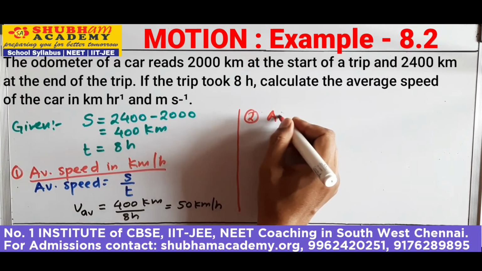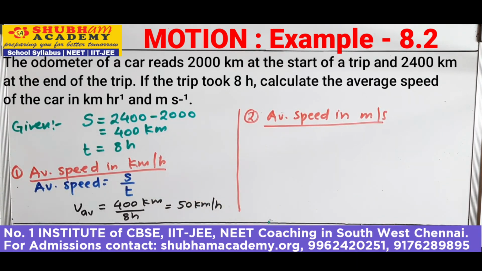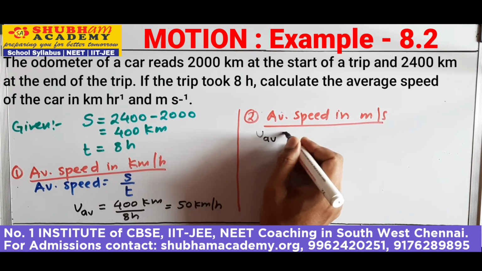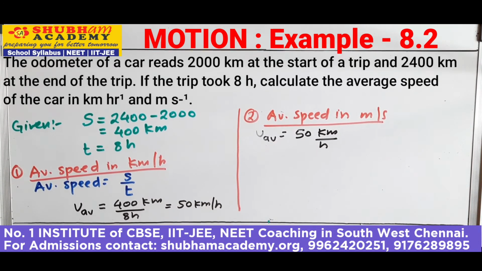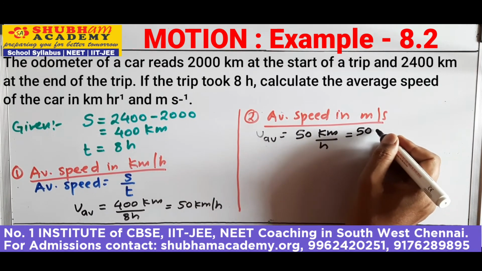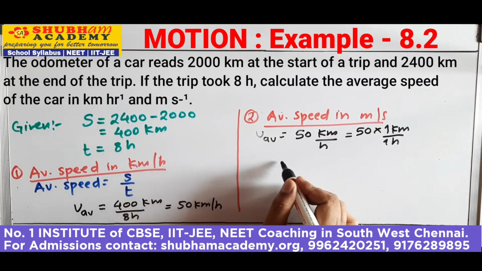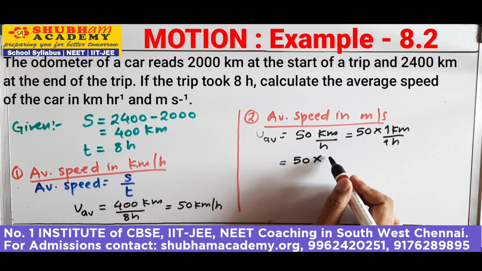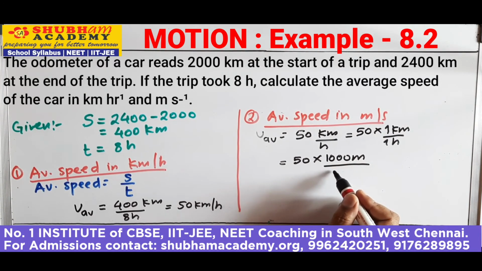So, converting to average speed in meters per second. We have already calculated V average is equal to 50 kilometer per hour. Now, we know that 1 kilometer is 1000 meter. So, if you want to convert this kilometer into meter, I can write this as 50 into 1000 meter divided by 1 hour, which is 60 minutes.